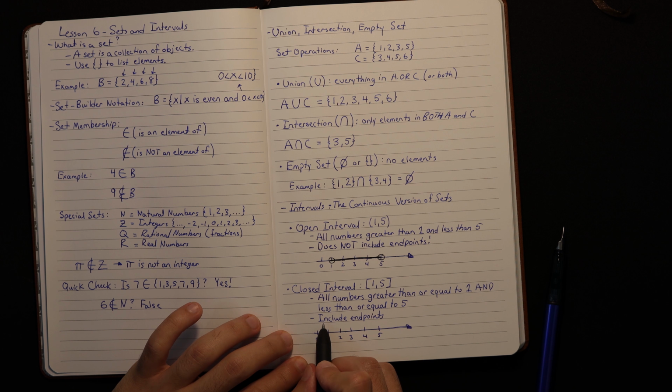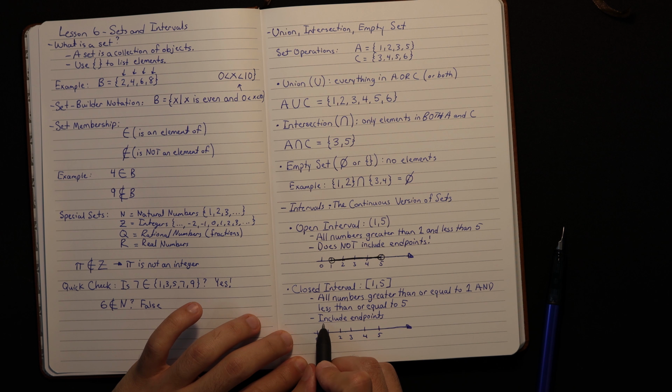I can write this as the values of x such that x is greater than 1, but less than 5. And for our closed interval, this interval includes all values of x such that x is greater than or equal to 1, but less than or equal to 5. Next, we're going to list the possible types of intervals that you can encounter.